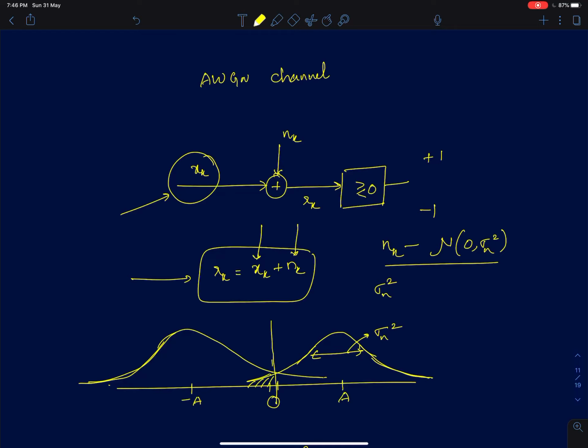xk in this example, we'll assume can be either plus a or minus a, and let's assume it's equiprobable. The probability that it is plus a or minus a is exactly equal to half. And to that we are adding a Gaussian random variable which is independent of the statistics of x. xk and nk are completely independent of each other. In that case, rk now becomes a random variable because nk is a random variable and xk is also a random variable.